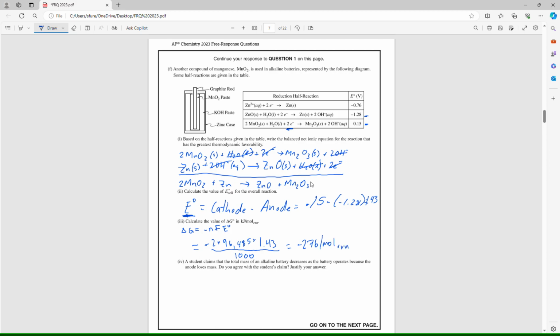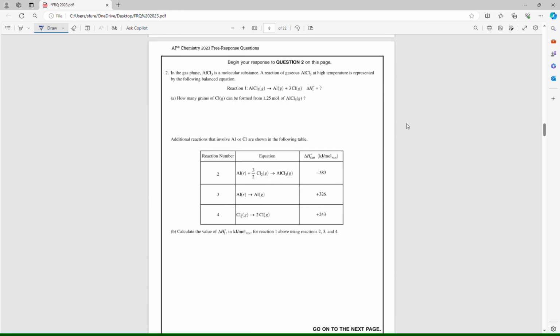Part 4, a student claims that the total mass of an alkaline battery decreases as the battery operates because the anode loses mass. Do you agree with the student's claim? So first of all, this net ionic equation doesn't demonstrate any loss of mass. So that's untrue inherently. But also, this battery's enclosed. No gases are escaping. No mass can change. So it's a disagree for either of those two reasons. The battery is enclosed, or the equation demonstrates no change in mass. The anode gains the mass from the cathode.